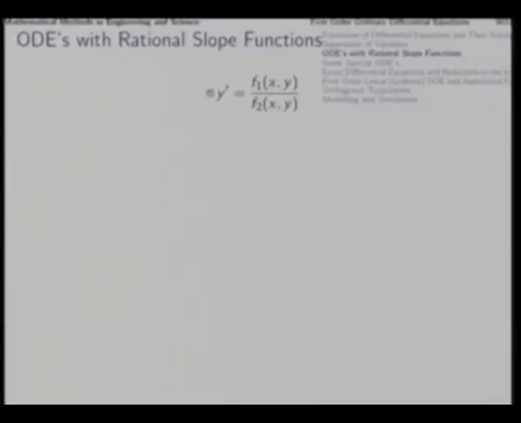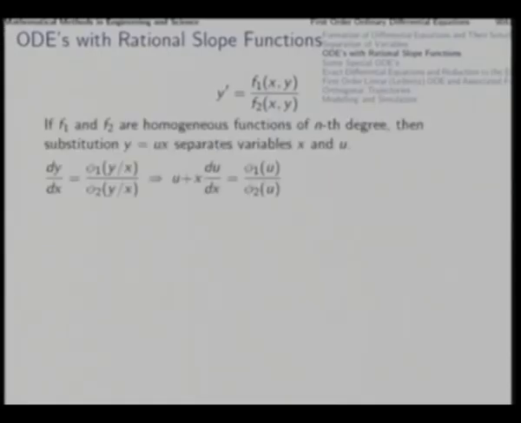Next complicated case is this, where the slope function dy by dx is available in the form of a rational function, some polynomial of x, y divided by some other polynomial of x, y, that is a rational function of x, y. So, in such a situation there are several cases that lend themselves to easy solution. One is when f1 and f2 are homogeneous functions of the nth degree. Say this is a function and this is another function.